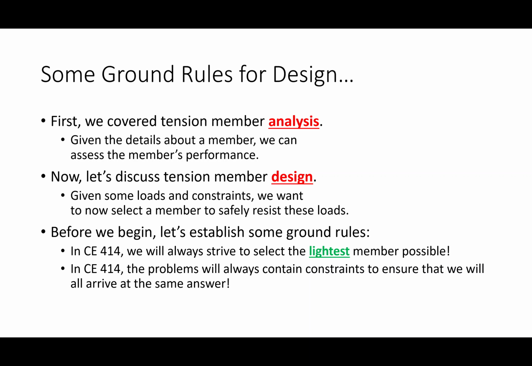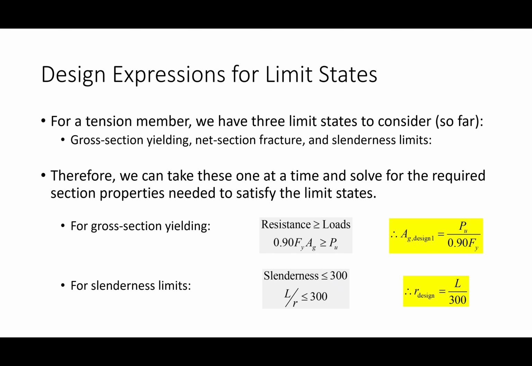Now last time we talked about, if we're in design mode, what we're talking about is selecting members. So we need to be able to compute properties that'll give us some guide to look something up. So in other words, if all we were looking at is gross section yielding, let's just say that's all we were looking at. We know that 0.9 Fy Ag has to be greater than or equal to the load, okay?